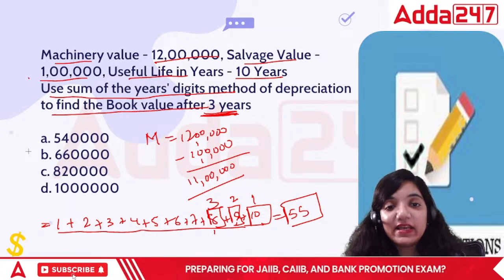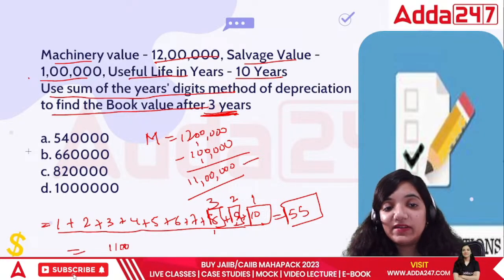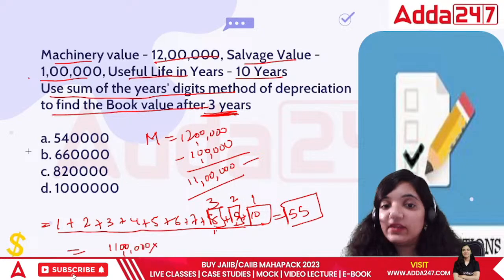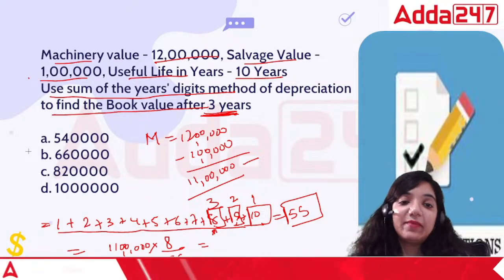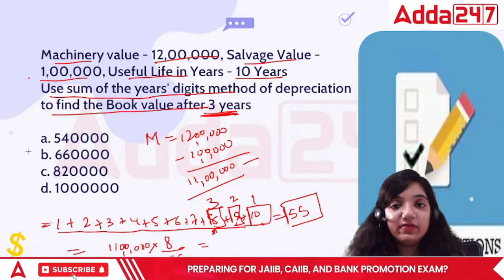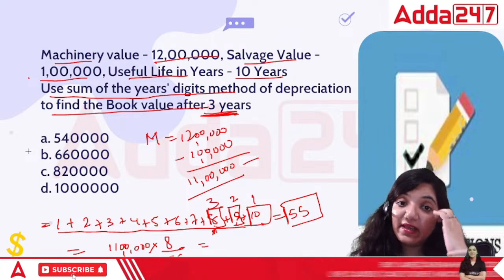So the formula to be used is, first of all, this is the depreciable value. Pick up the depreciable value and multiply it by the digit terms of this number. That is why we call it sum of digits. The life remaining divided by sum of digits. 11 lakh multiplied by 8 divided by 55. Okay? So in this case, what is the answer coming up? The book value at the end would be what?